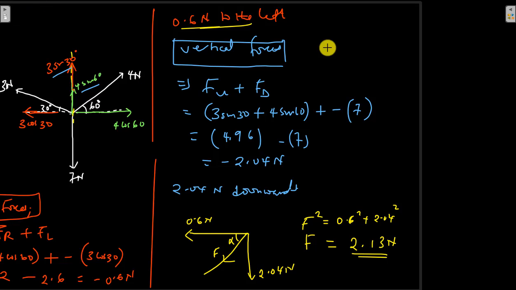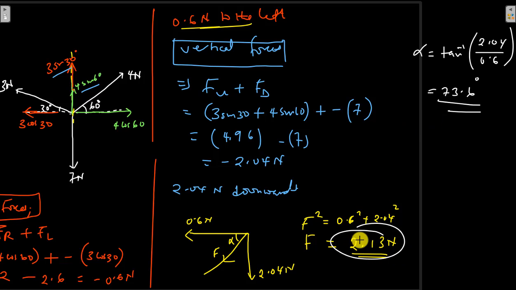The direction of this force alpha is going to be arctan of the vertical force, 2.04, divided by 0.6. Arctan of that is, I guess, 73.6 degrees. So the resultant force is 2.13 newtons in magnitude, inclined at 73.6 degrees to the horizontal.